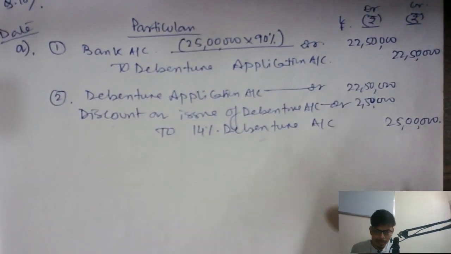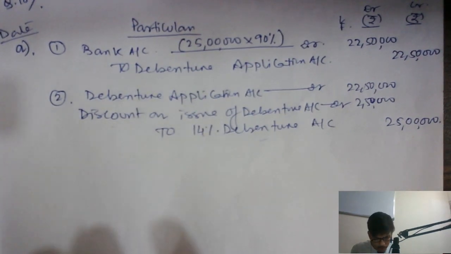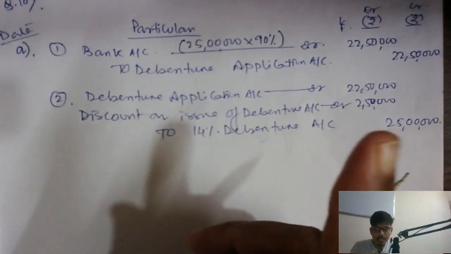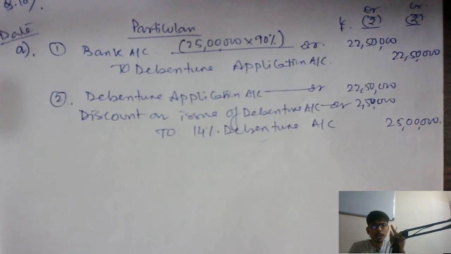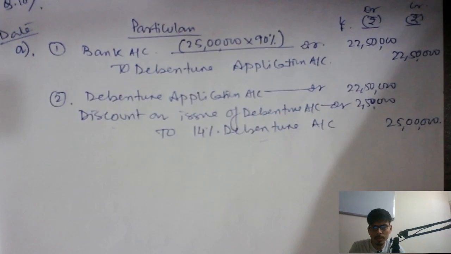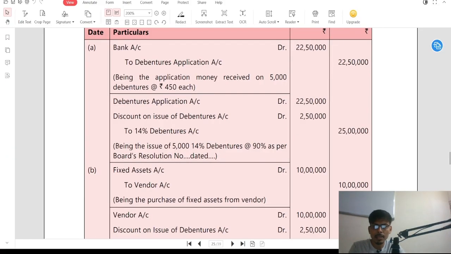Okay, and you can make a normal narration on that. Mention the board resolution number because it's a transfer entry. We already discussed the same thing in the issue of shares. When we make the journal entry related to transferring the allotment, application, call money to the capital, then we need to make a board resolution number dated journal entry. ठीक है, आप एक बार journal entry देख भी सकते हो. देखिए, यहाँ पे लिखा हुआ है being the issue of 5,000, 14% debenture, 90% as per the board resolution number dated. It's clearly written. So you can mention this narration separately or directly there.